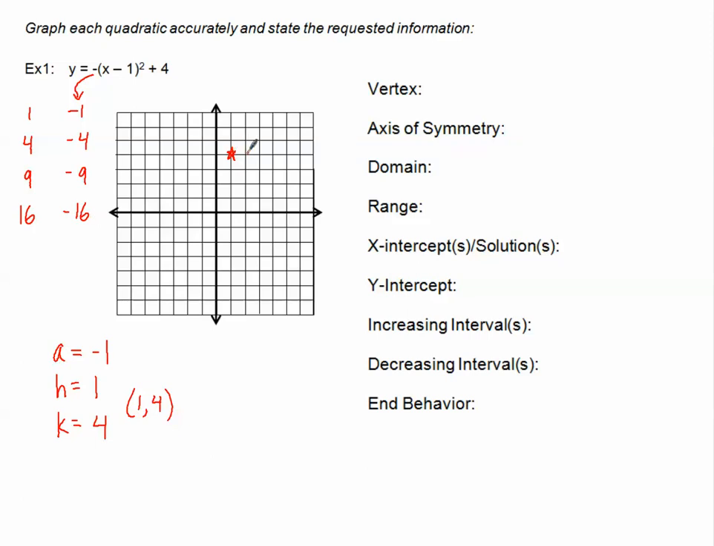So when I go to the right one, input a 1, I don't go up 1 this time, I go down 1. When I go to the right 2, instead of going up 4, I go down 4, 1, 2, 3, 4. When I go back to the star always, when I go 3 units to the right, I don't go up 9, I go down 9. 1, 2, 3, 4, 5, 6, 7, 8, 9. I'm not going to be able to fit my negative 16. I know that this is exactly a mirror image over here because my axis of symmetry would say so. So I'm going to go left 1 and down 1, left 2 and down 4, left 3 and down 9. Connect all of those into a nice parabola.